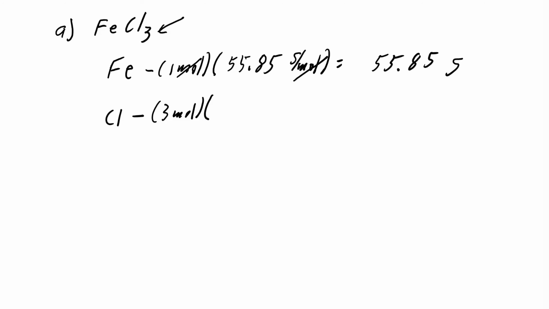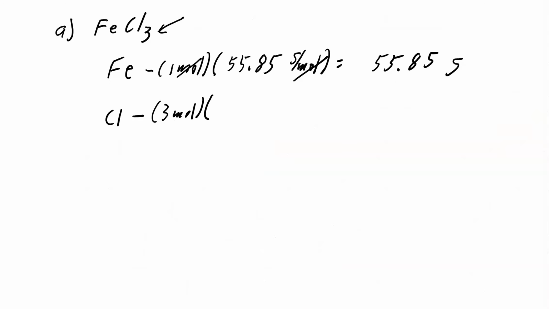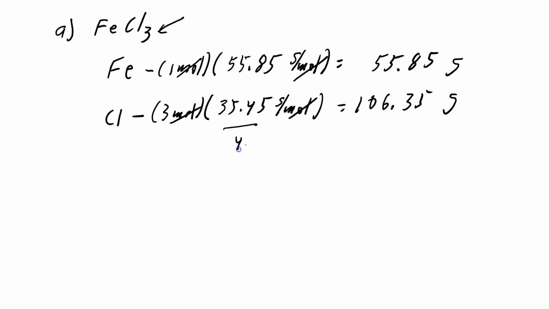of iron chloride. We need to find its atomic weight, chlorine number 17 on the periodic table, 35.45. So we write down here 35.45 grams per mole. Moles cancel, we're going to be left with grams. We get a value of 106.35 grams.